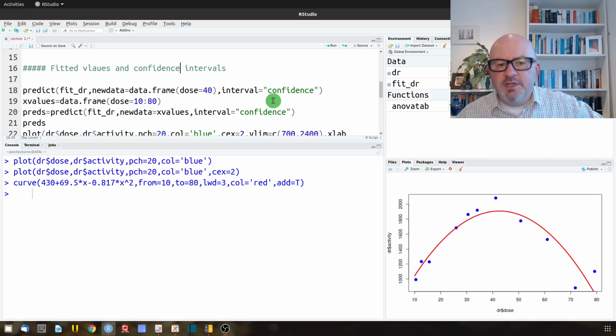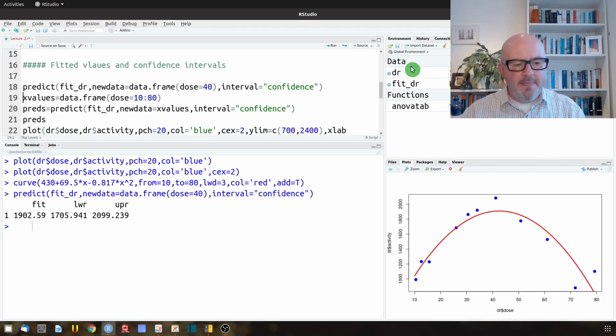And I specify the interval type because we'll compare it with a second type that's commonly used. So interval is equal to confidence. So let's see what we get here. And we quickly get the results returned to us, and we're told that the interval around the 1902 is from 1705 to 2099. So from 1700 to 2100 effectively. So that's where we draw our error bars around the value of x.